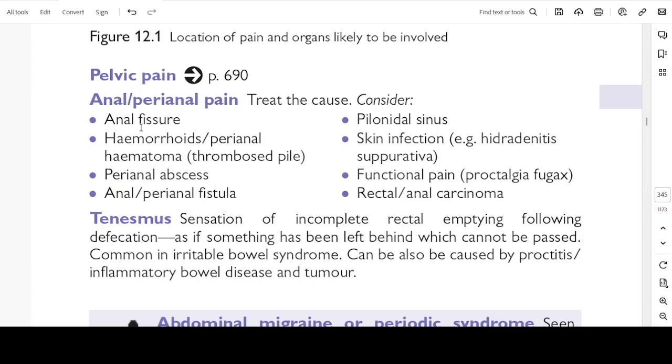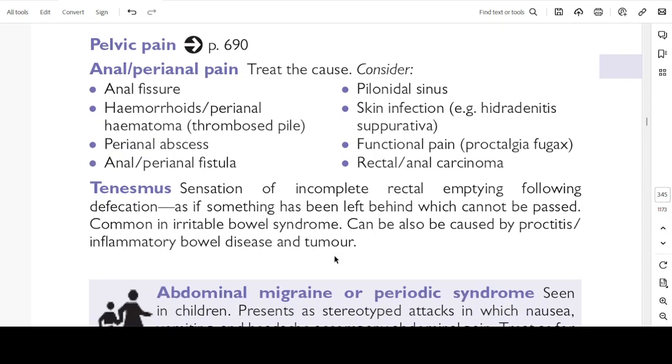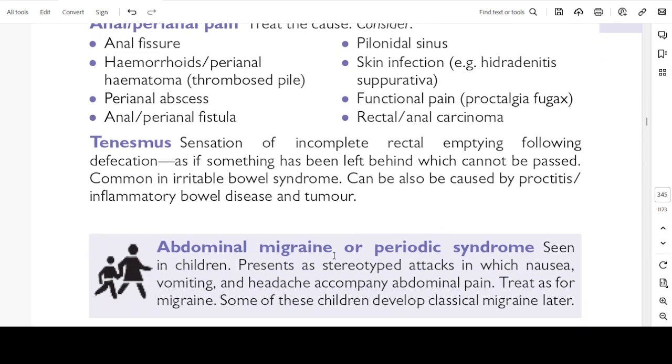Treat the cause. Consider whether there could be an anal fissure, hemorrhoids, perianal hematoma, thrombosed pile, perianal abscess, anal or perianal fistula, pilonidal sinus, skin infection, hidradenitis suppurativa, functional pain, proctalgia fugax, rectal or anal carcinoma. Tenesmus is the sensation of incomplete rectal emptying following defecation, as if something has been left behind which cannot be passed. Common in irritable bowel syndrome, it can also be caused by proctitis, inflammatory bowel disease and tumor.